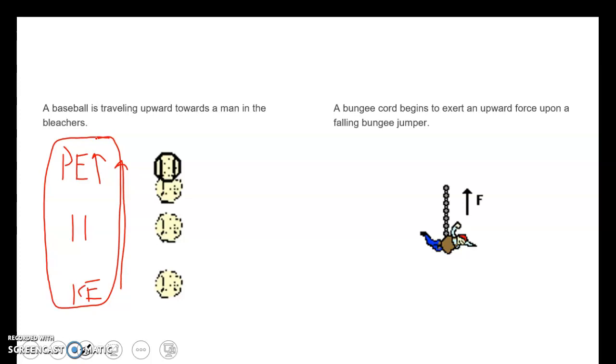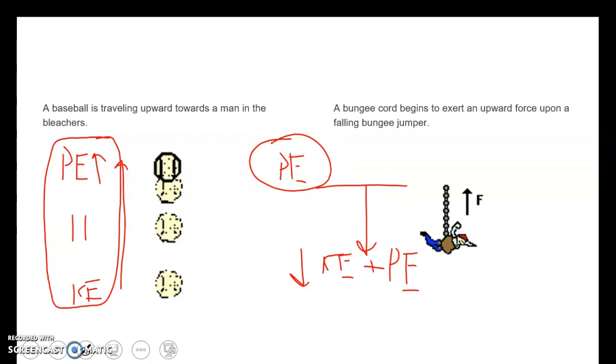This one's kind of tough. We got an upward force on a falling bungee jumper, okay, which in turn is going to slow down. So it's going to decrease kinetic energy because you're slowing down. At the very top, you're going to have a lot of potential. But as you drop, you're also going to have some potential. So at the very top of your jump, you're going to have potential energy. But as you drop, you're going to have kinetic plus potential. But your speed's decreasing anyway. But total energy, again, going to be conserved.